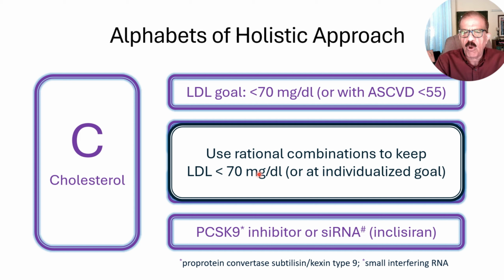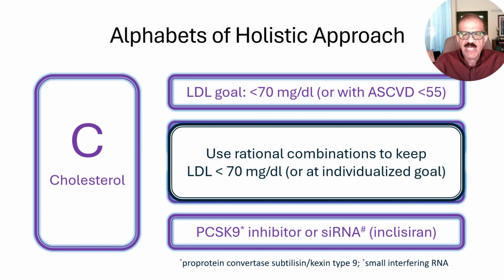Use rational combination, rational dosage to keep their LDL below 70 milligram per deciliter. Or the individual goal, those patients who have atherosclerotic cardiovascular disease, for them the goal is 55. So this is the part 2. We have covered A1C, we have covered blood pressure, and we have also now covered cholesterol.